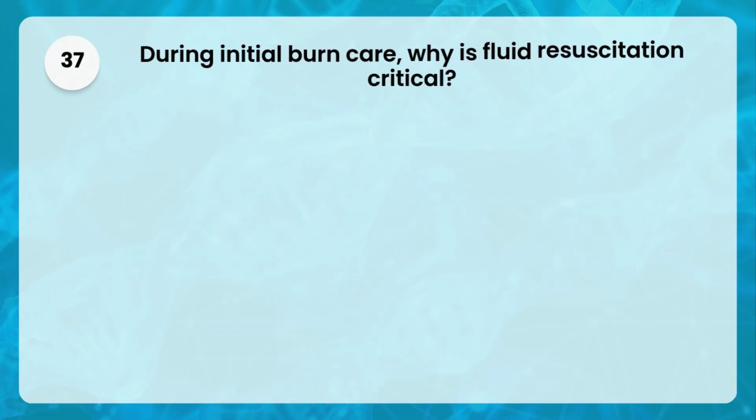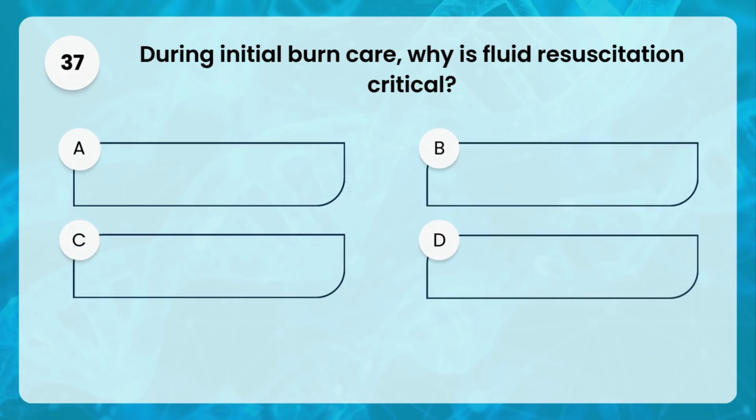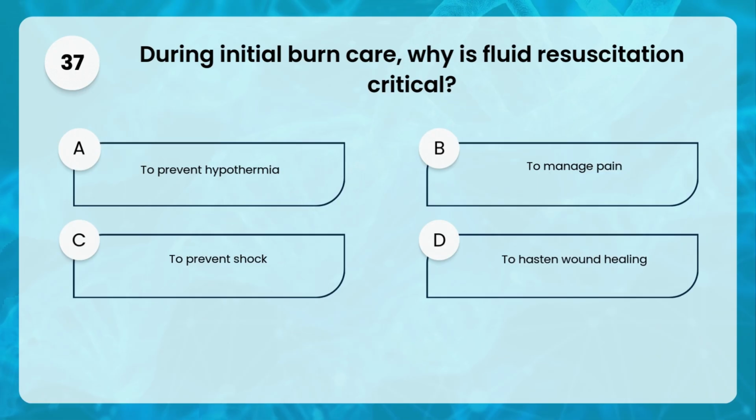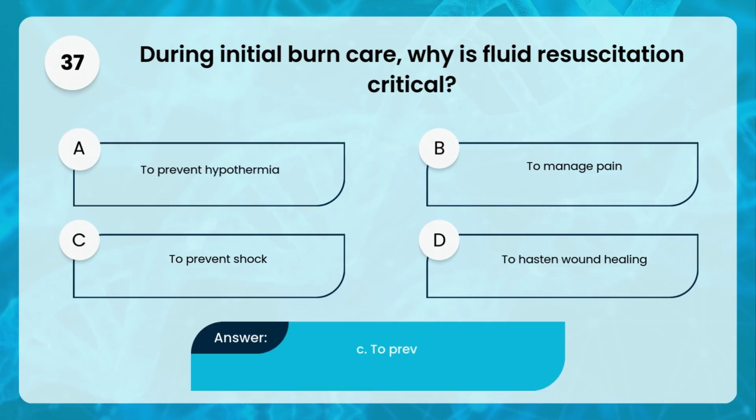37. During initial burn care, why is fluid resuscitation critical? A. To prevent hypothermia. B. To manage pain. C. To prevent shock. Or D. To hasten wound healing. The answer is C. To prevent shock.